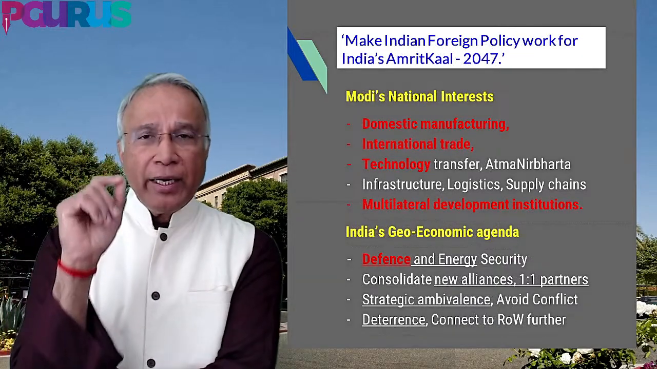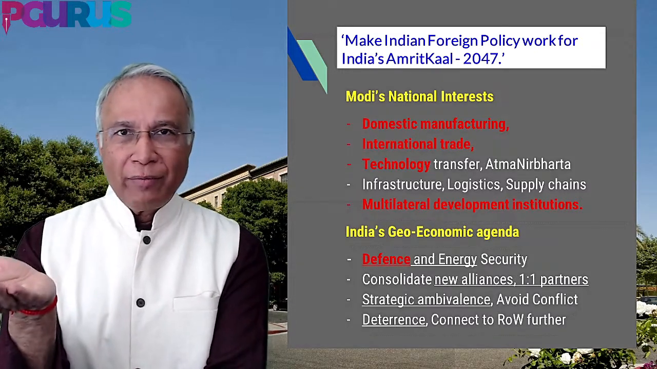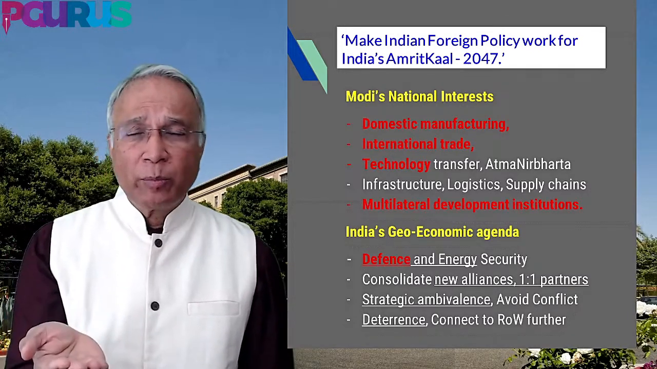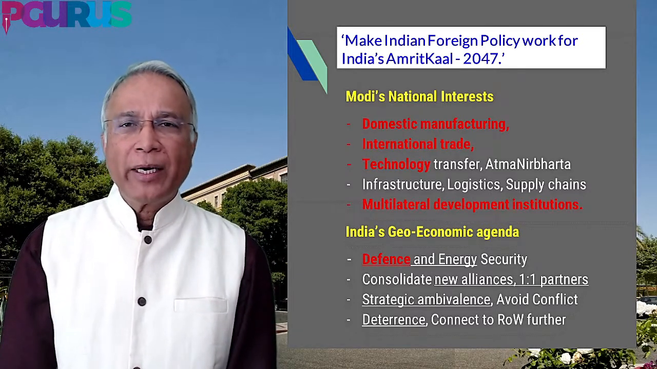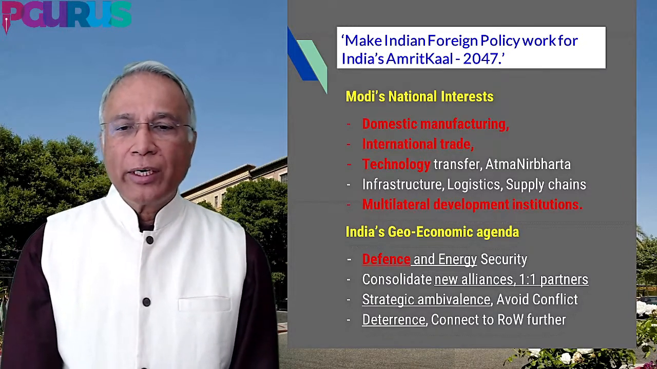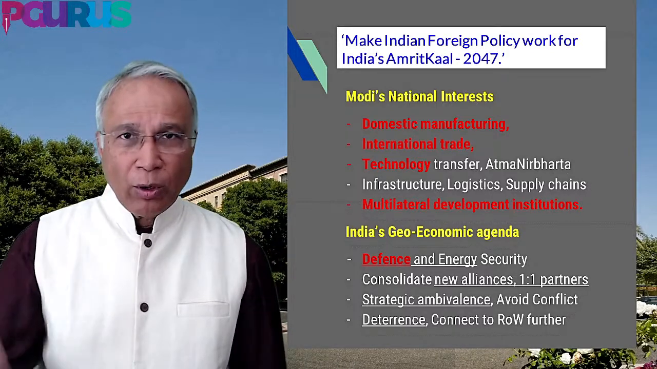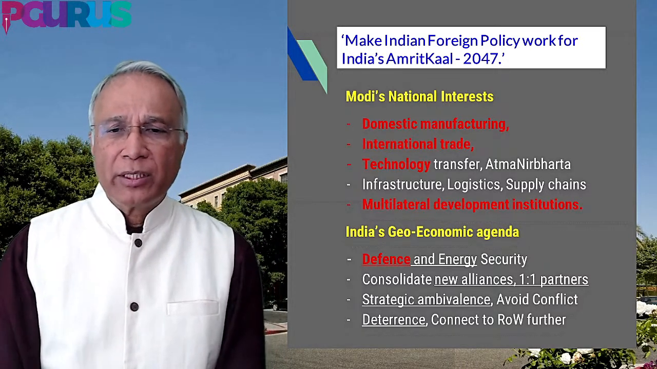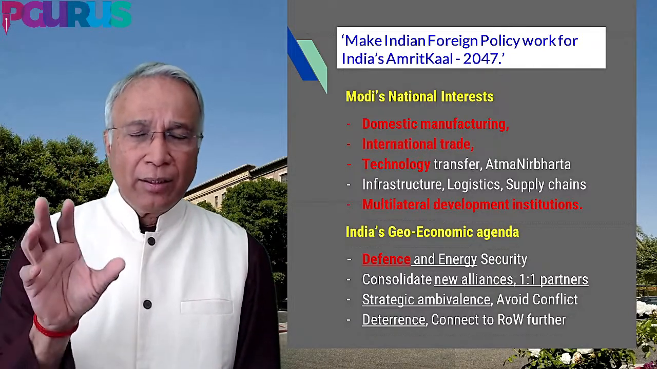Now, India, on the other side, is looking at the following things. It wants to do domestic manufacturing, improve that to create jobs, better international trade, technology transfer, Atmanirbharta. The Modi administration completely understands Sun Tzu's art of war that China is practicing, conflict and commerce always going together. And it also understands that it needs to improve its infrastructure, logistics, supply chains. That's why you're seeing all these road and Sagarmala and all those other projects that India is doing at a frenetic pace, I must say, multilateral development institutions. So these are the things that India's national interests are.